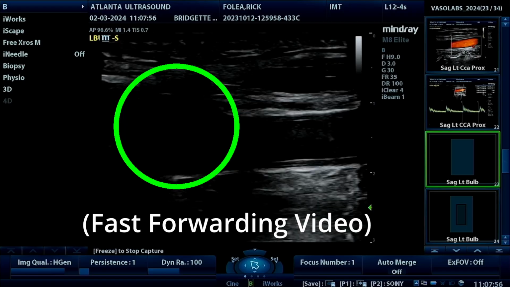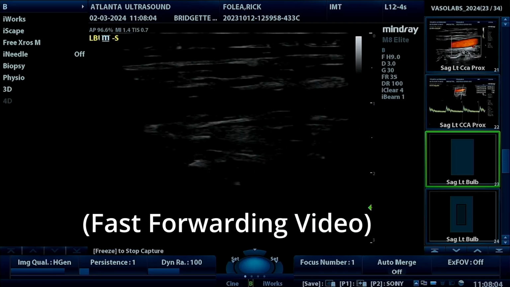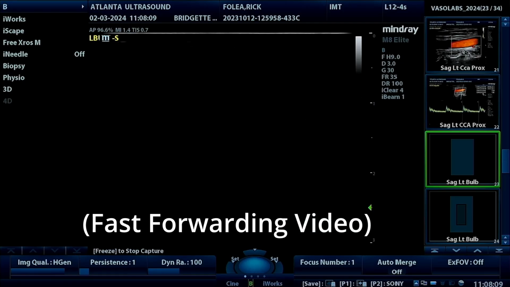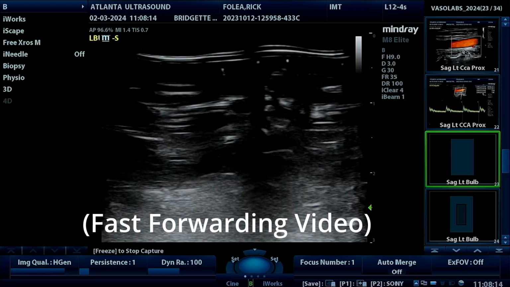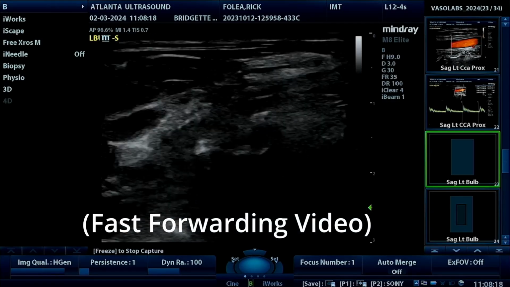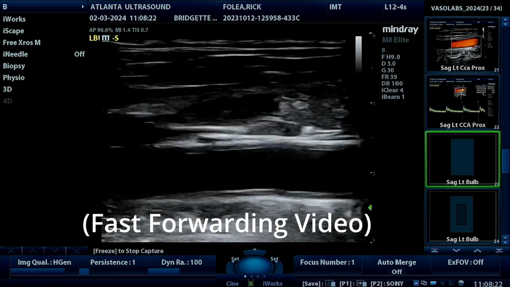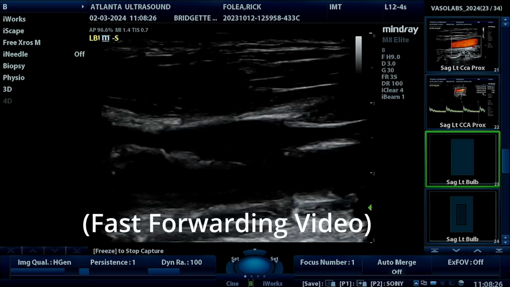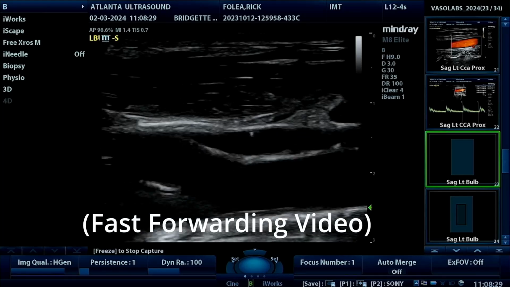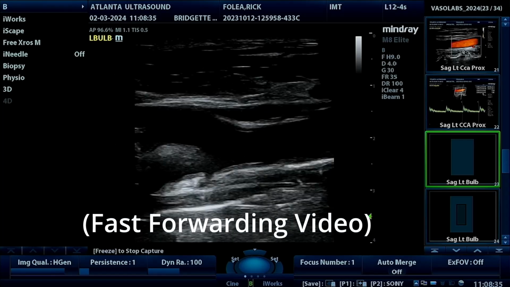And we get to the bulb. Not a great view, so let's try again. And the blank screen is when the sensor is removed to apply more gel. Find the artery. Much better image. We can clearly see the layers of the artery now. And look at that. A textbook view of the bifurcation.